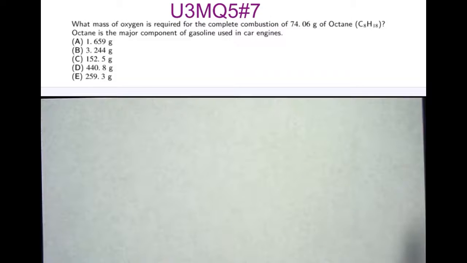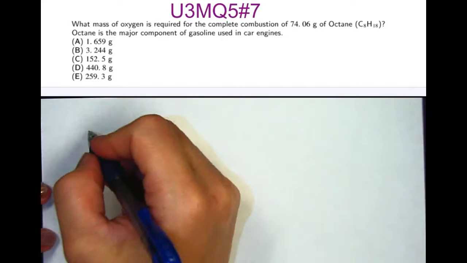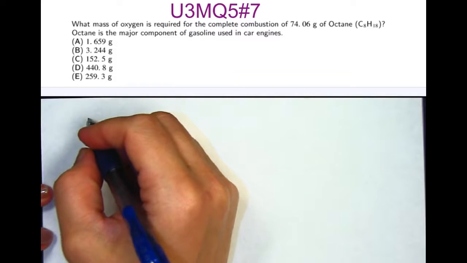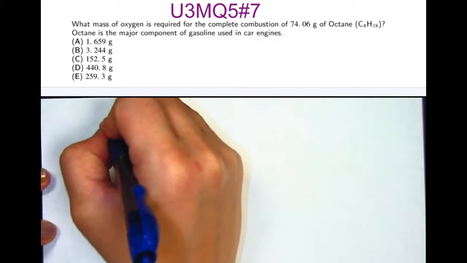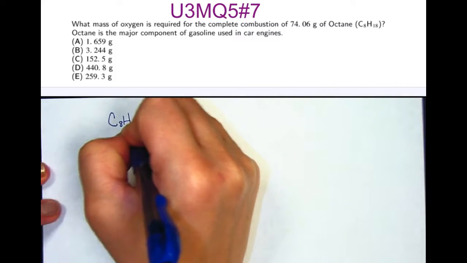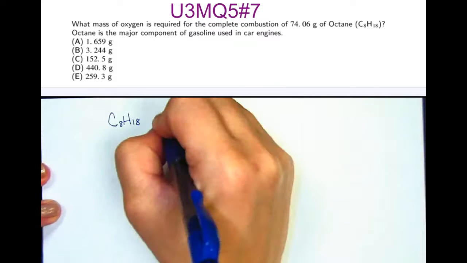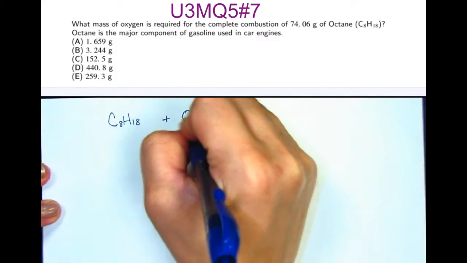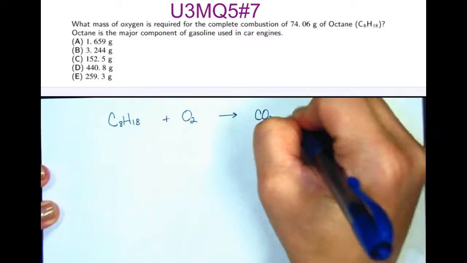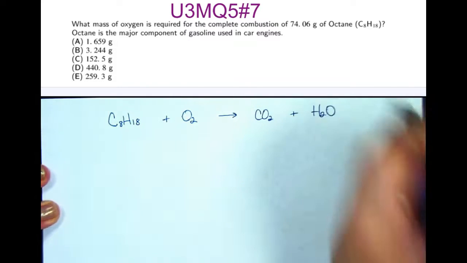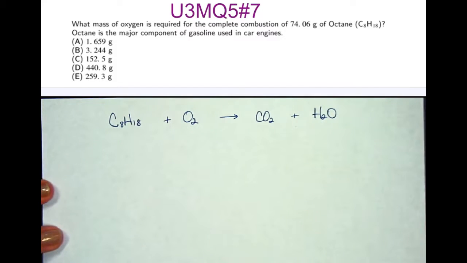What mass of oxygen is required for the complete combustion of 74.06 grams of octane? Now, we're going to have to write the balanced equation of the combustion of octane first. So C8H18, and then combustion means plus oxygen gas, which is a diatomic, and will always yield the same two products, CO2 and H2O. Now we need to balance the equation.